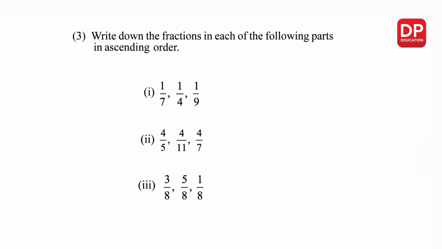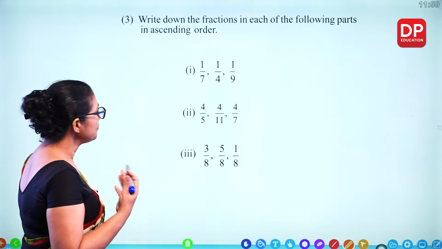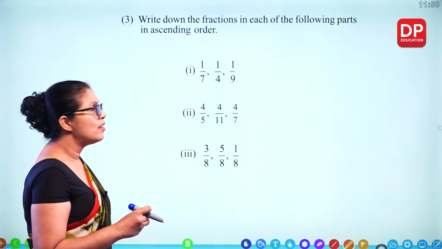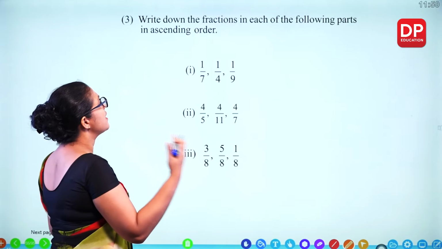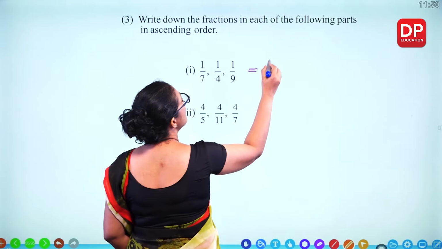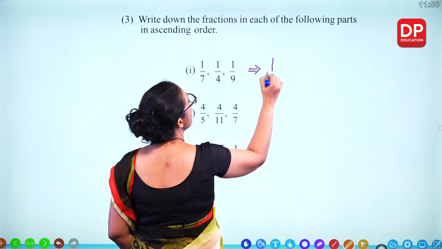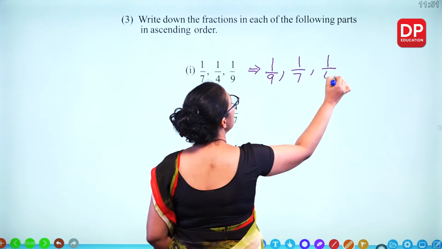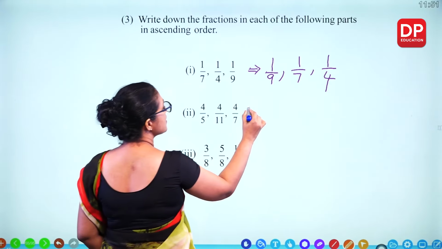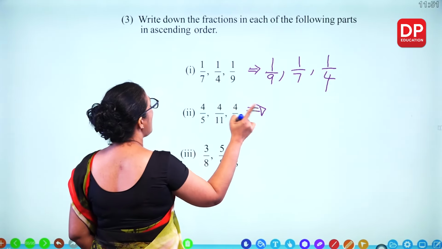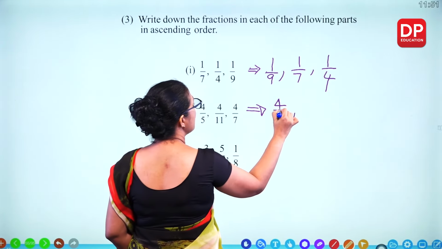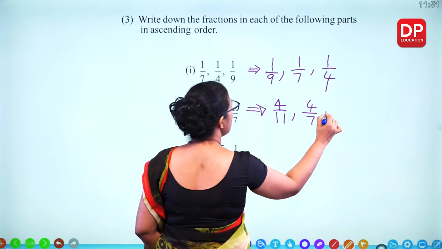Write down the fractions in each of the following parts in ascending order, smallest to biggest. Same numerator, so the smaller the value in the denominator, that's the biggest one. So here the lowest one is 1 over 9. Then 1 over 7, 1 over 4. Same numerator. Ascending means smallest to highest. So 1 over 11, 4 over 11, 4 over 7 and 4 over 5.